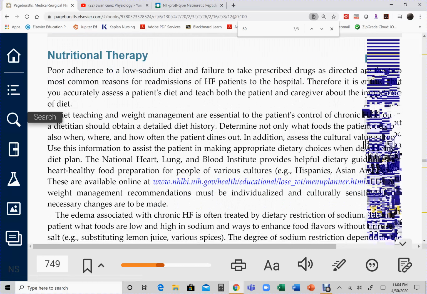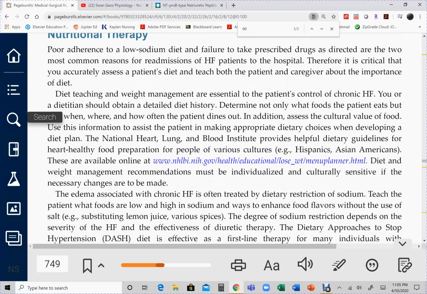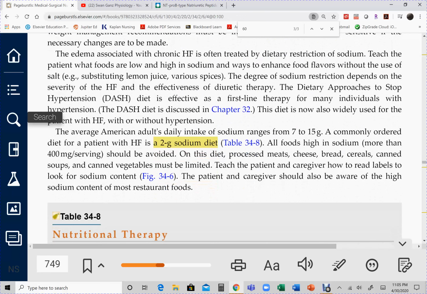Let's do nutritional now. This is nothing new. We discussed the DASH diet. So we still follow the DASH diet. In addition, though, we're very strict with the sodium intake. Typical order is 2 grams.